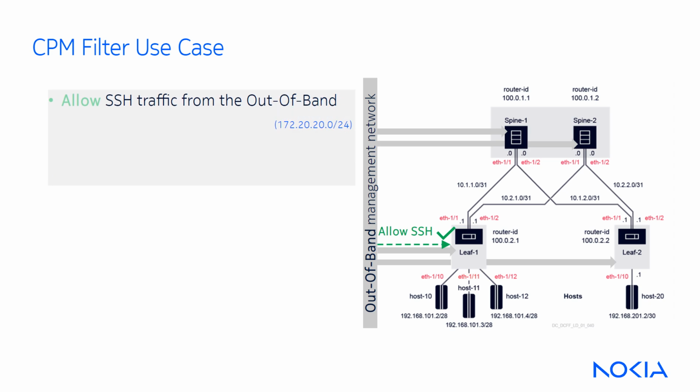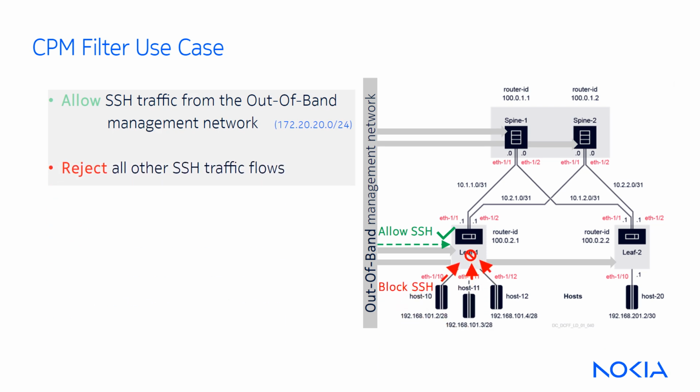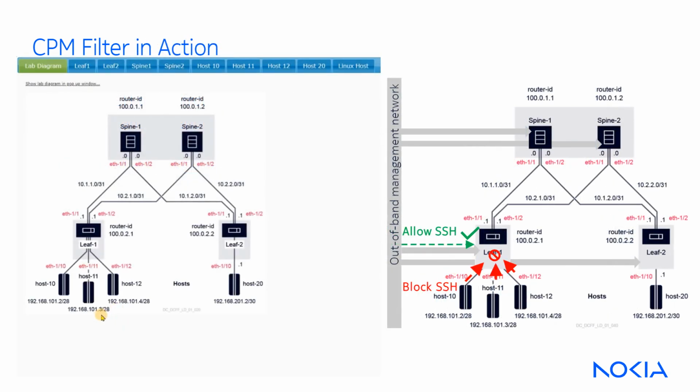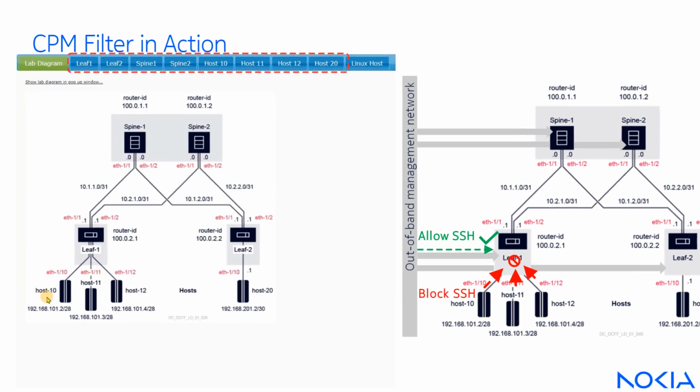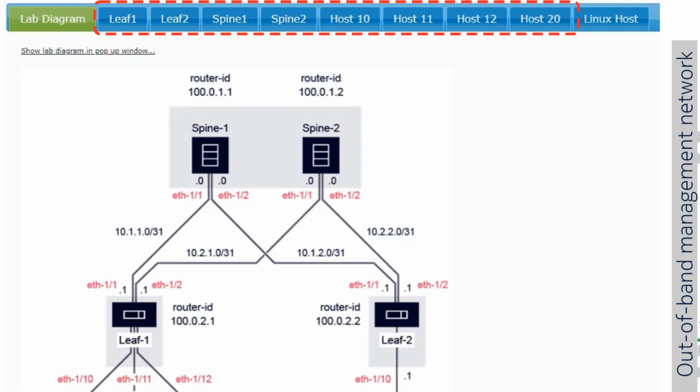So a user, here from the management network, can connect to leaf 1. But anyone else, such as a user on any of the connected hosts, here in red, will be prevented from doing that. Okay, let's see how this filter works in our proposed lab. We can connect via SSH to the different routers and hosts in our lab using the tabs on the top. Let's go on leaf 1.